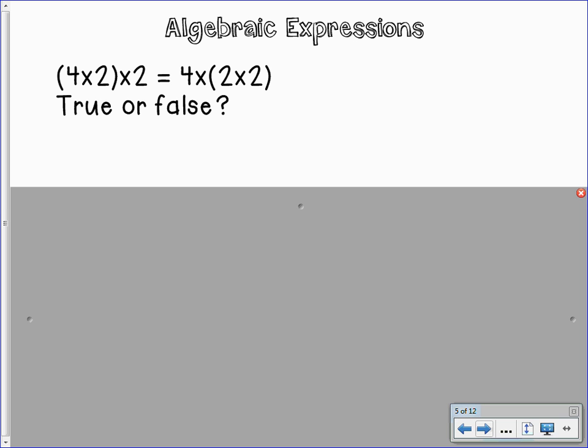So 4 times 2 is 8, times 2 is 16. Okay, so this side comes out to be 16. If we do the parentheses first over here, 4 times 4 is 16. Is 16 equal to 16? Yes. It is true. I can promise you, you're going to see one just like this on the test. So if you're confused on how we got here, make sure you ask.